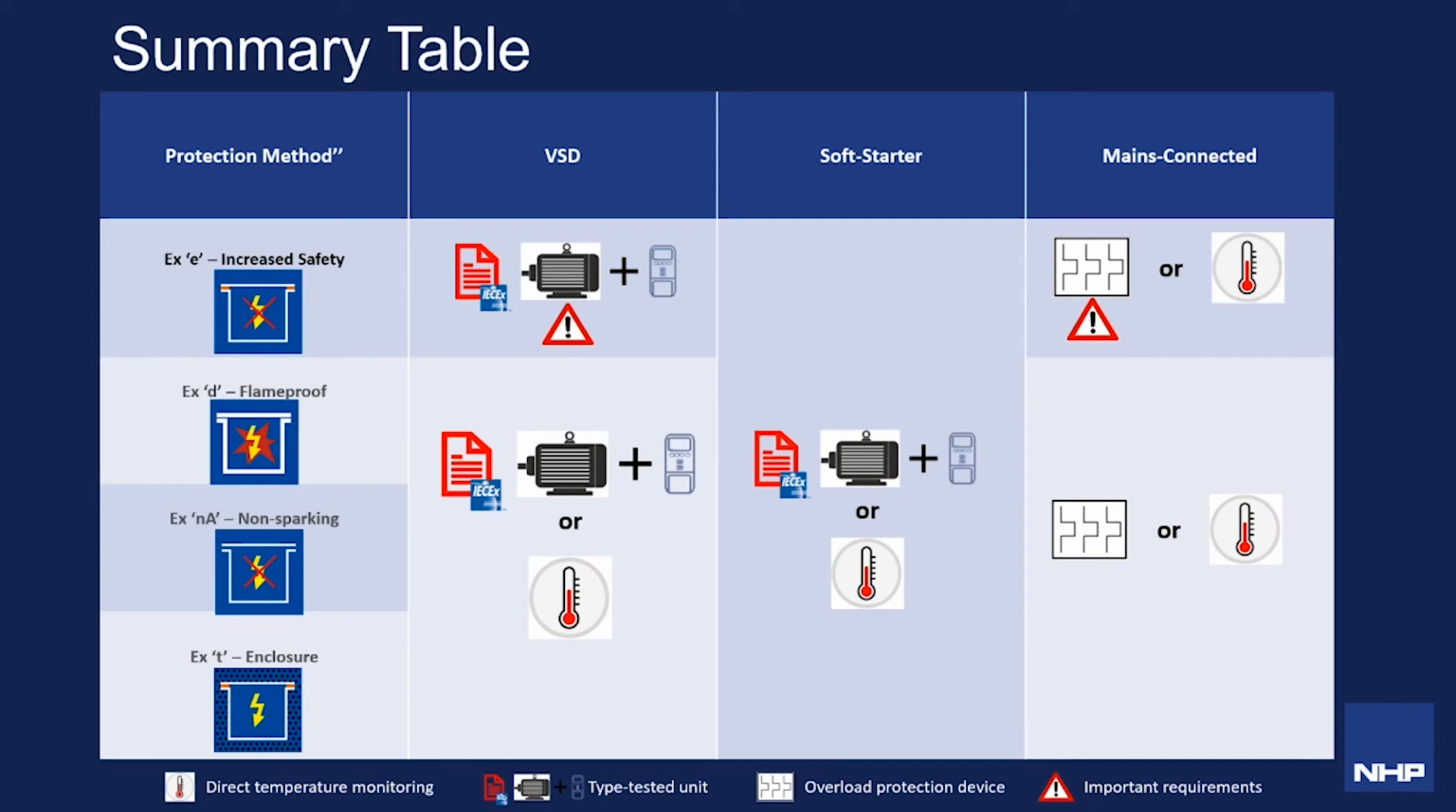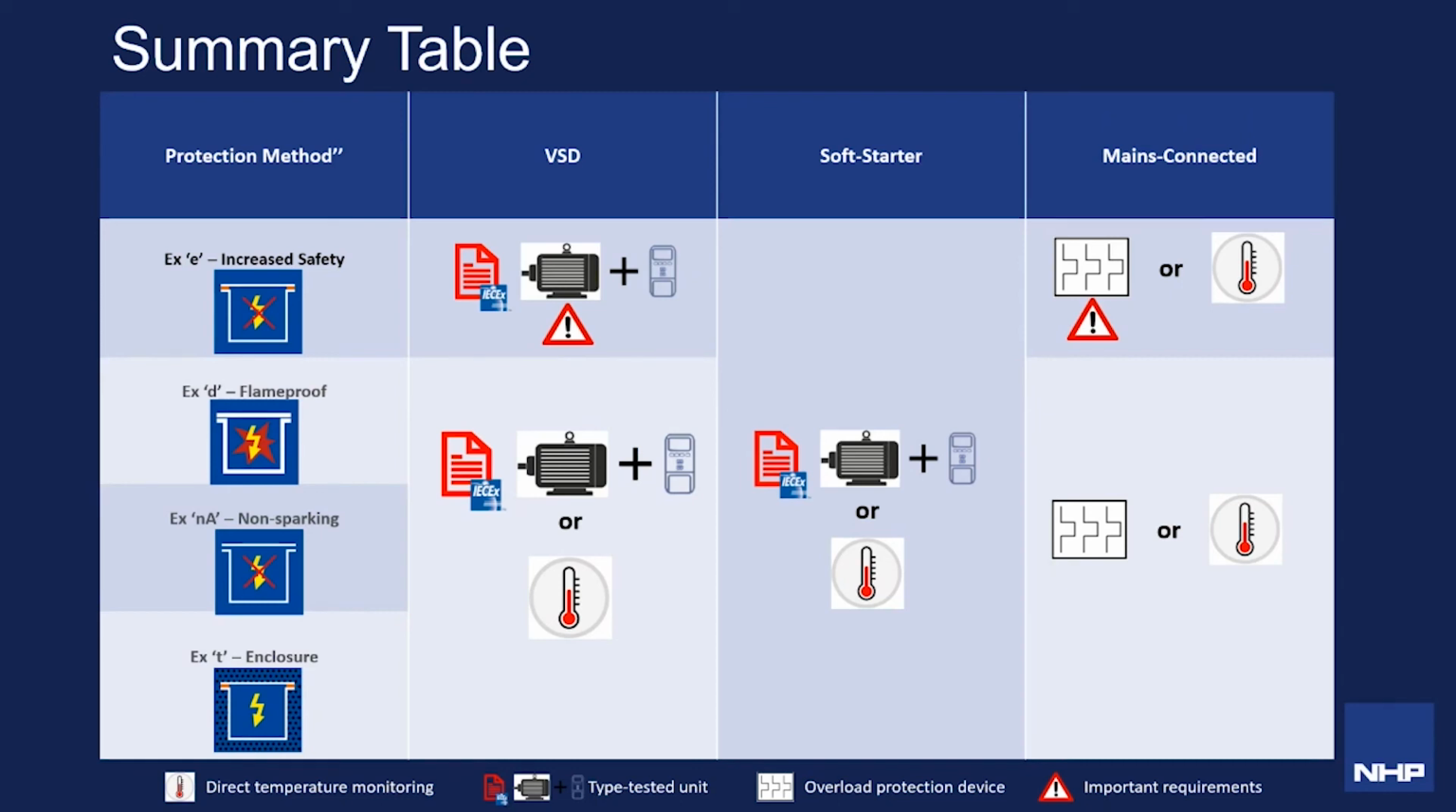There's also the requirements about the accuracy of the overload as well, being accurate to 20%, as we mentioned. Now, when you're using EXD, EXNA, or EXT protection methods, we can see that if we're using a variable speed drive, we need to ensure we either use a type tested variable speed drive, or if we don't have that, when we're not using a type tested variable speed drive, we need to directly monitor the temperature of the motor.